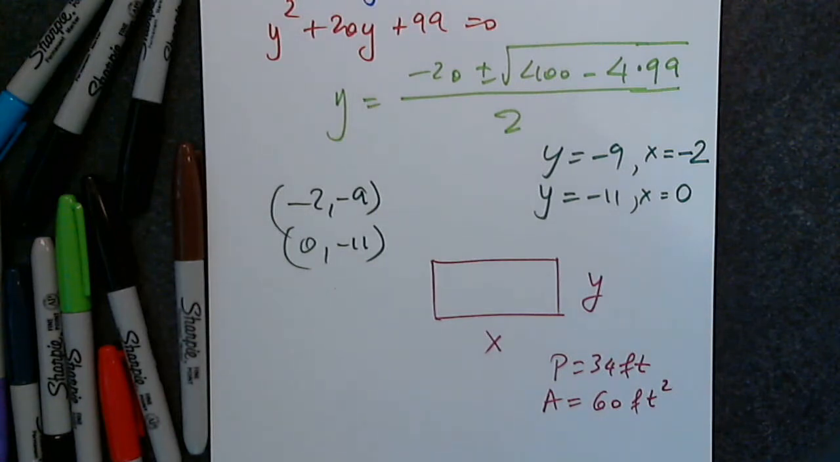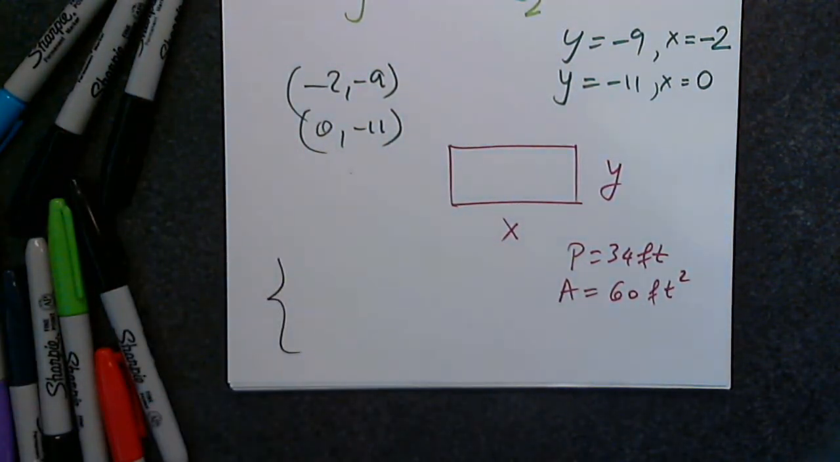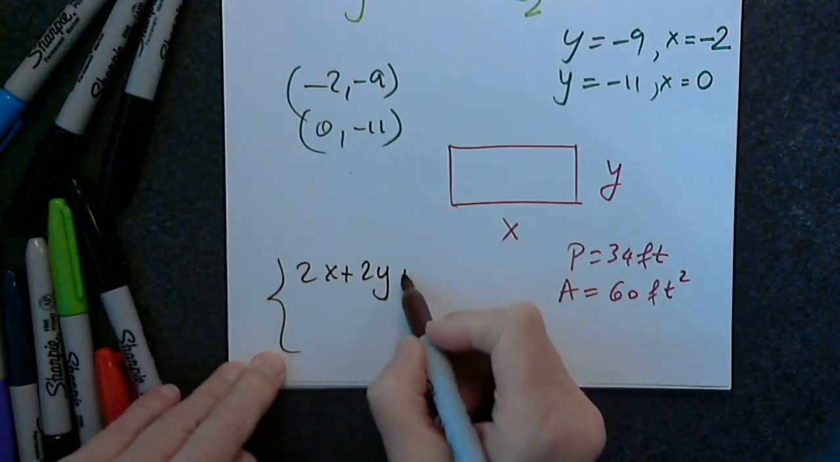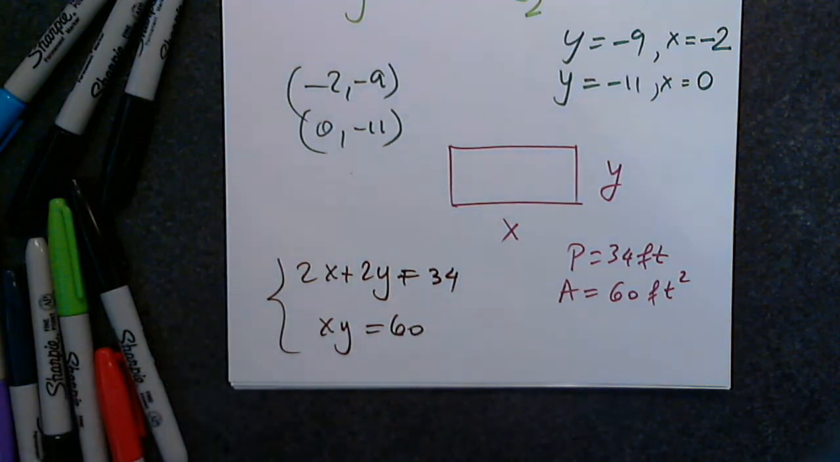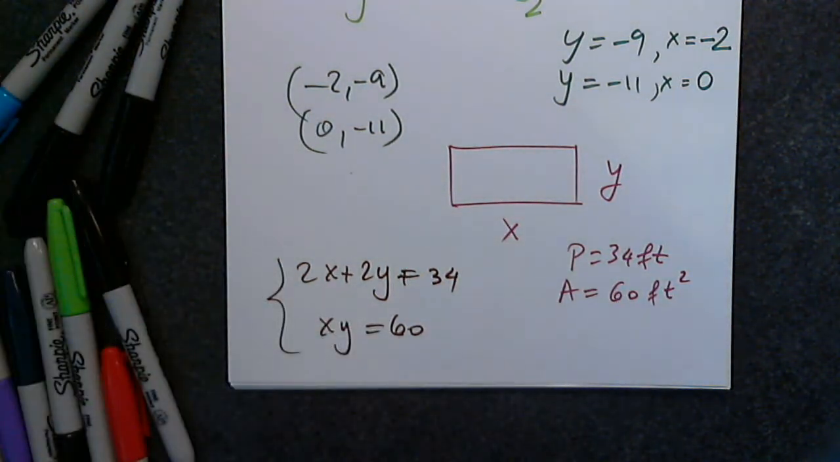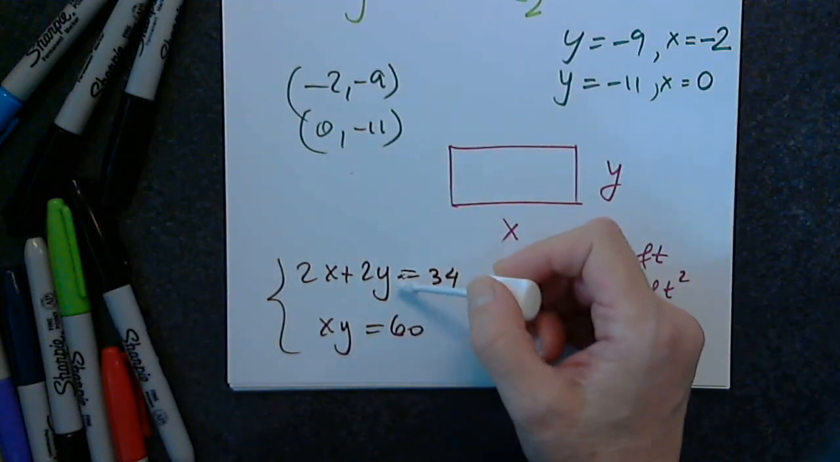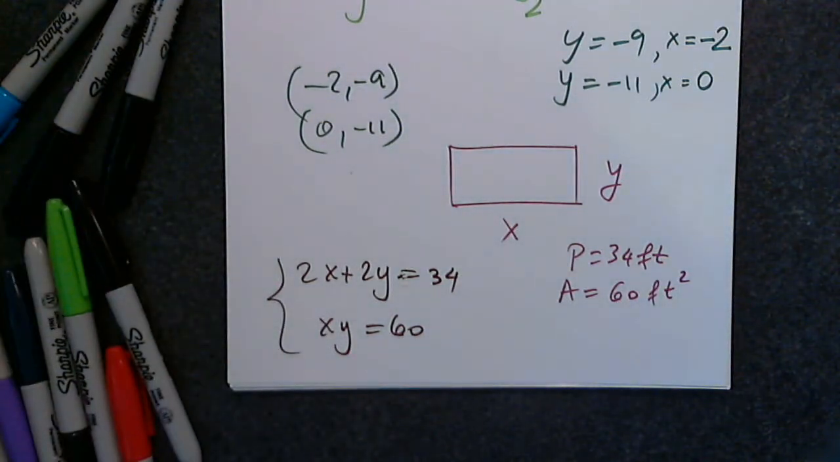How many variables do we have in this problem? Two. How many equations do we have to write? Excellent. I'm waiting for you to come up with two equations. Yes, 2y plus 2x equals 34, and xy equals 60. Excellent. Well done. Good.